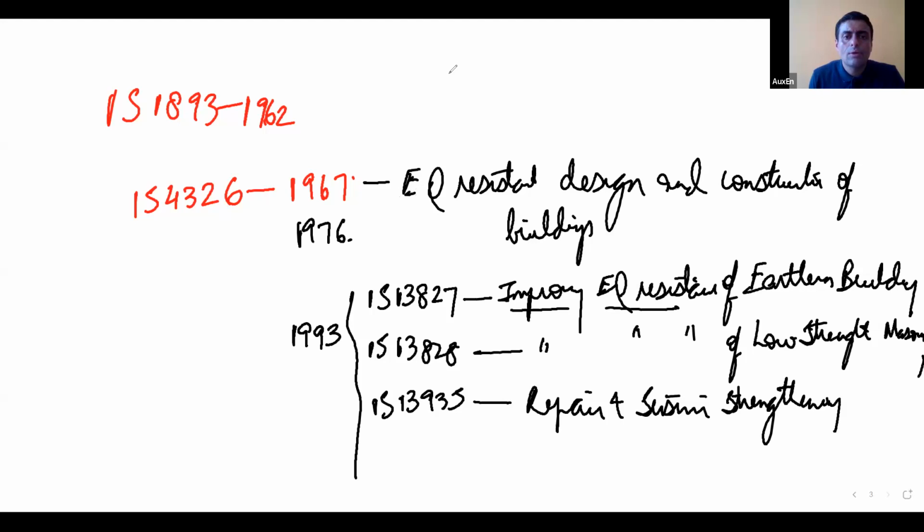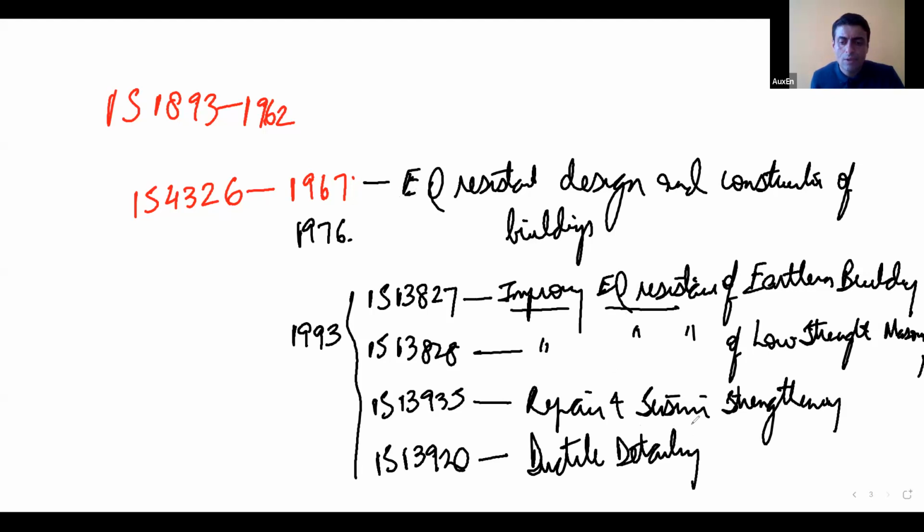And then the familiar code that I think most of you are familiar with, IS 13920. I think all of you have heard this name, IS 13920. So what was this code? This code was ductile detailing of RC structures. Hello, am I audible to everyone? So this happened in 1993.